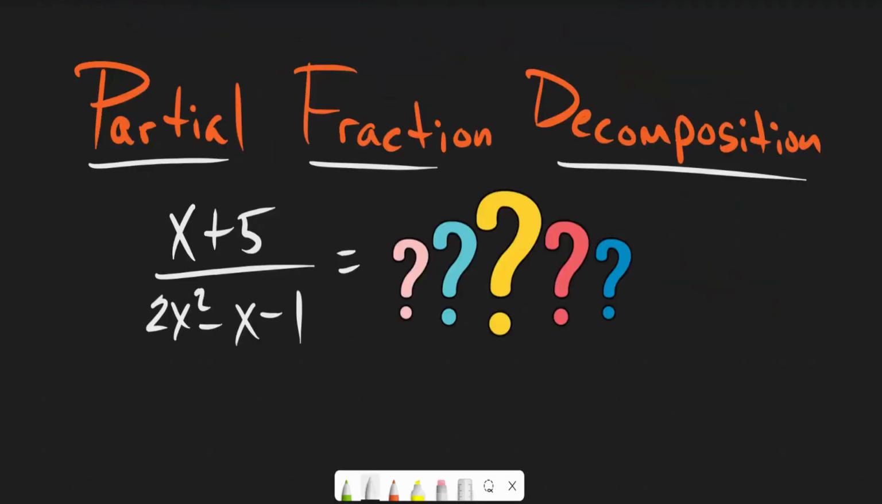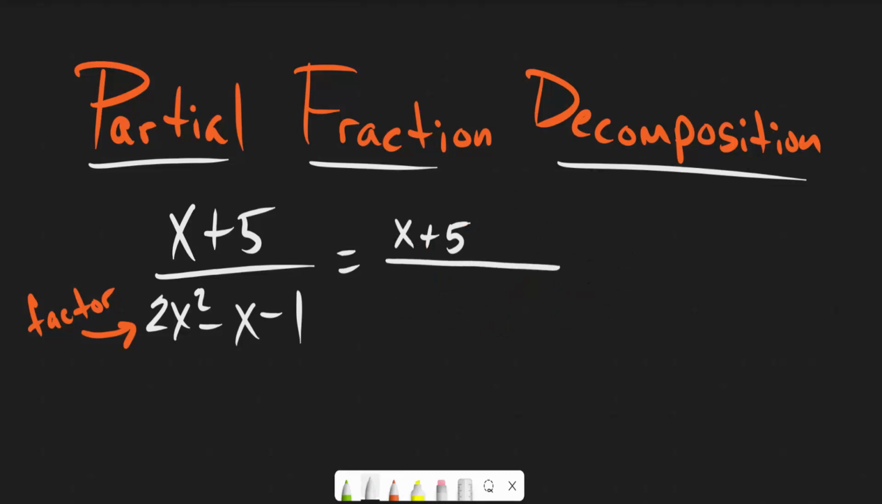So let's try a partial fraction decomposition that's a little bit trickier. But again, remember, we always start out the same way. We first make sure that the denominator is factored out. If it's not, then we go ahead and factor it out. So we do have a trinomial in the denominator, which we're going to try and factor into two binomials.